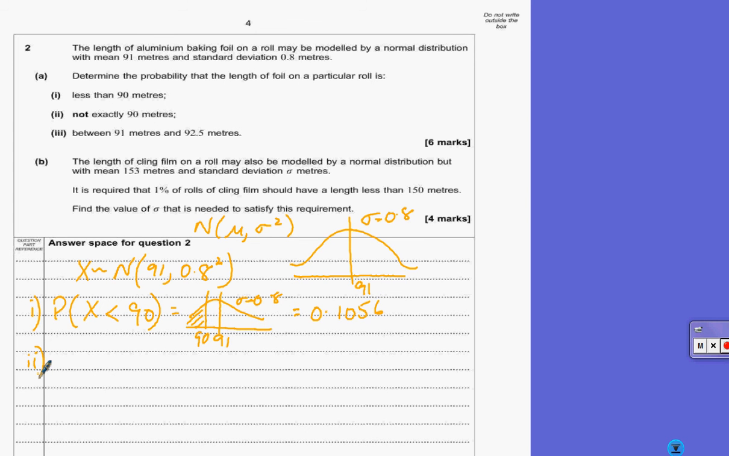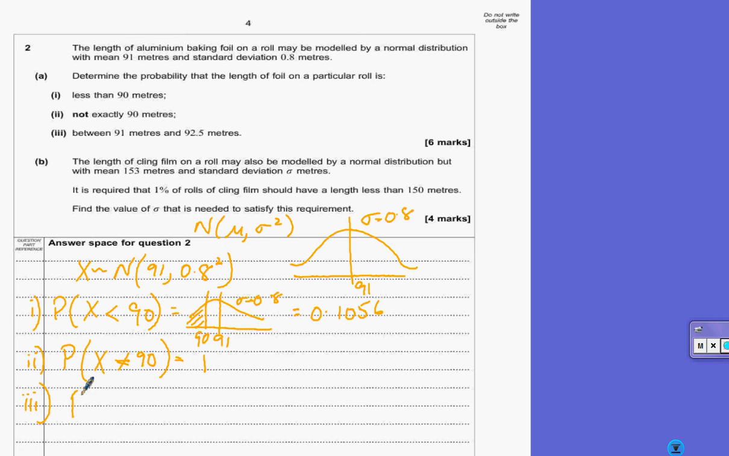Not exactly 90 meters, so I want not exactly. So exactly would be that, and not would be that. If it was exactly 90, my probability would be 0, because you can never get exactly anything. So in this case, my answer is 1. It's one of those trick questions.